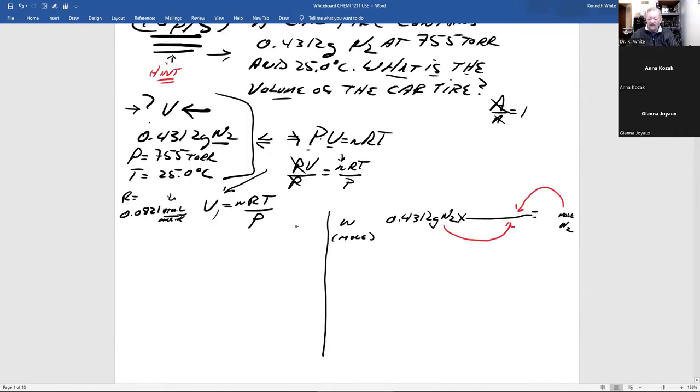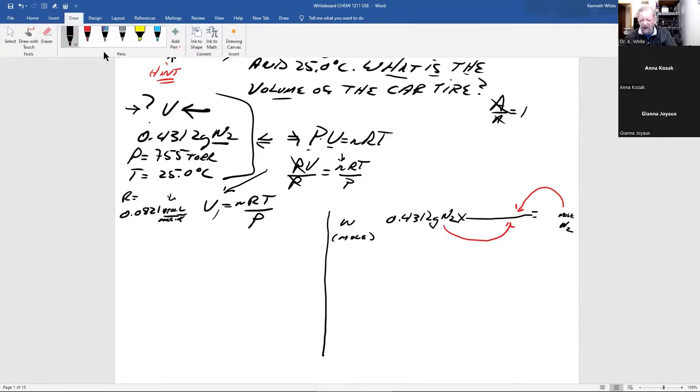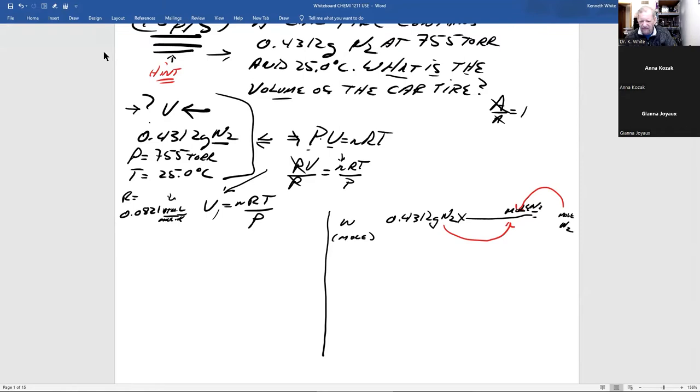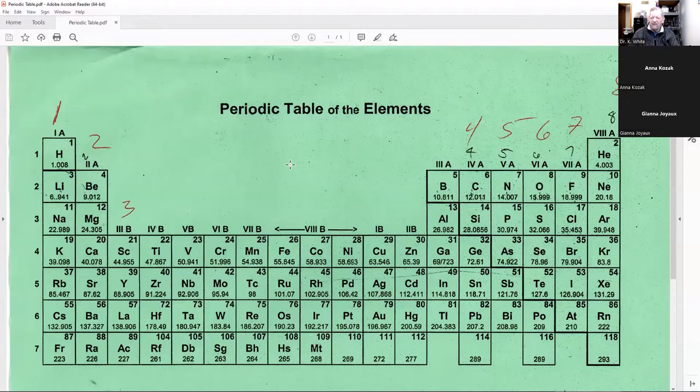So we know one mole of a compound. And before I go any further, let me write the units that should be on this ratio. And one mole of a compound equals the molecular weight. So I need the molecular weight of nitrogen gas, which is two nitrogen atoms. And now, bear with me. All right, everybody see the periodic table on your screen? Thank you. All right, now, how do we find the atomic weight of nitrogen so we can get the molecular weight of nitrogen gas N2?